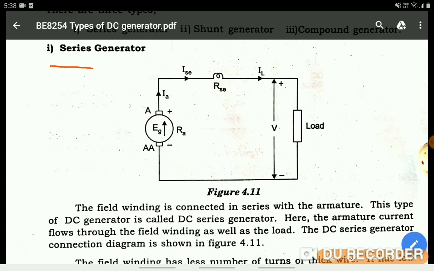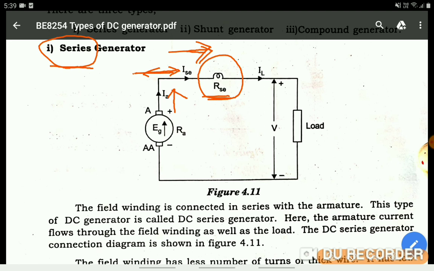So it is a resistance RSE, where R suffix SE represents series. It is connected in series with the armature. What does it mean? The current delivered by the armature, IA, is equal to the current going through the field resistance of the generator. The whole current will go through the RSE.